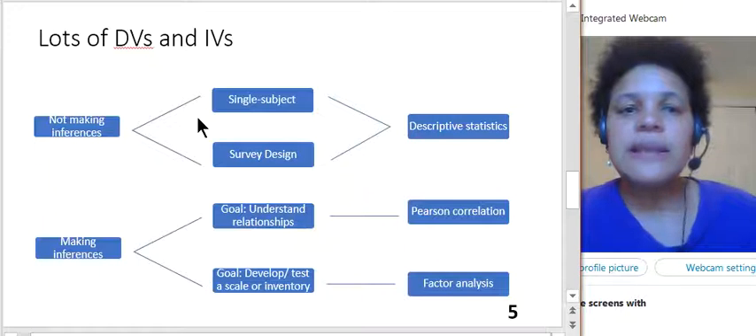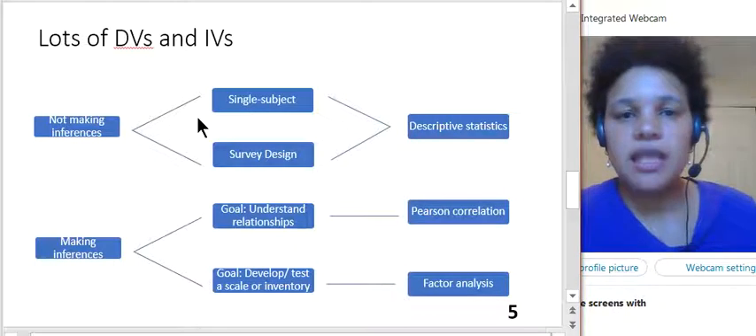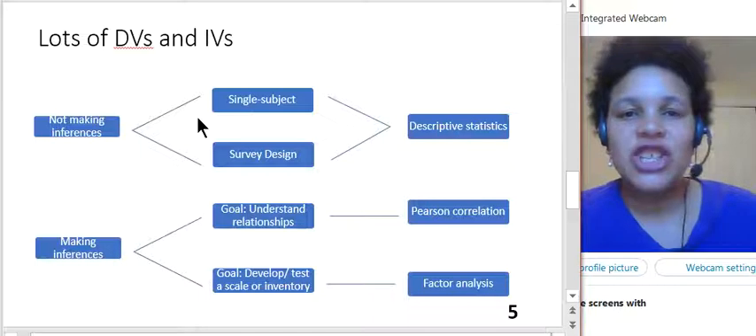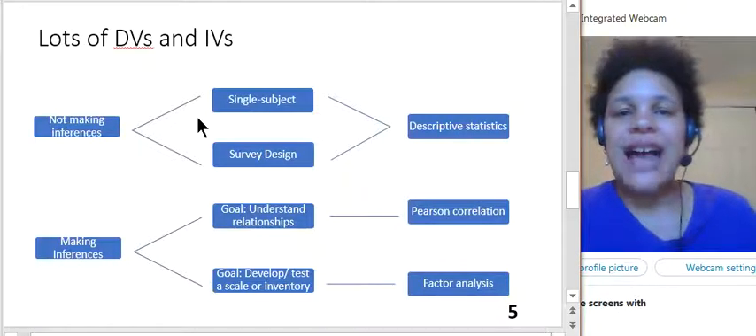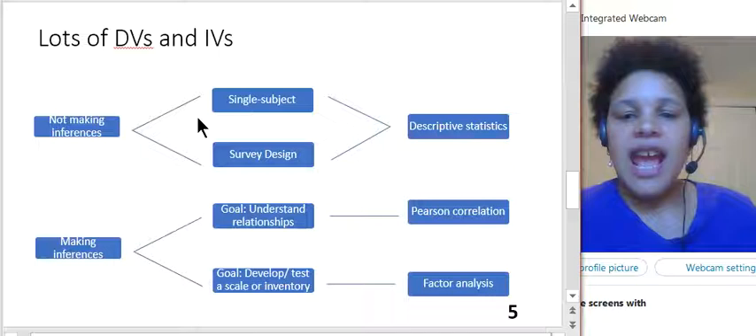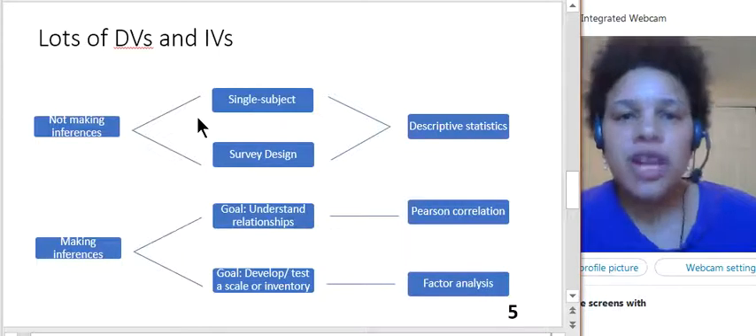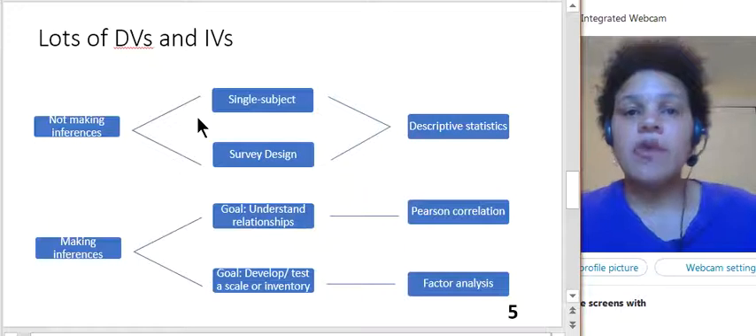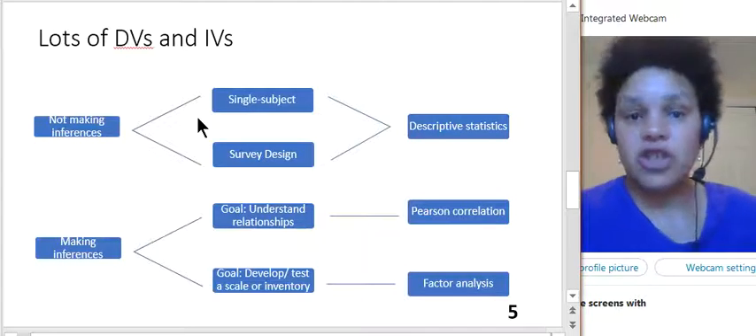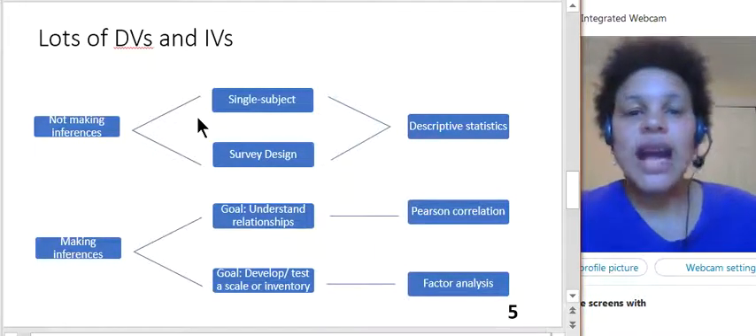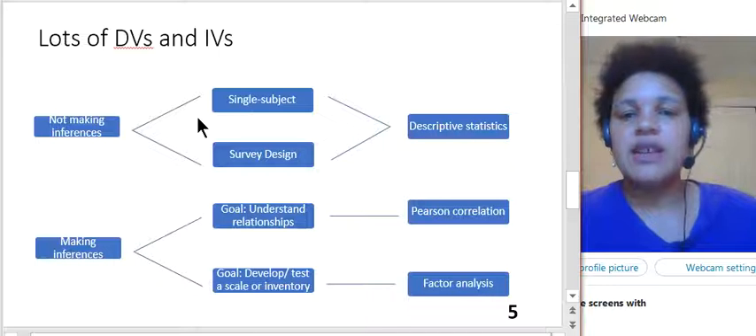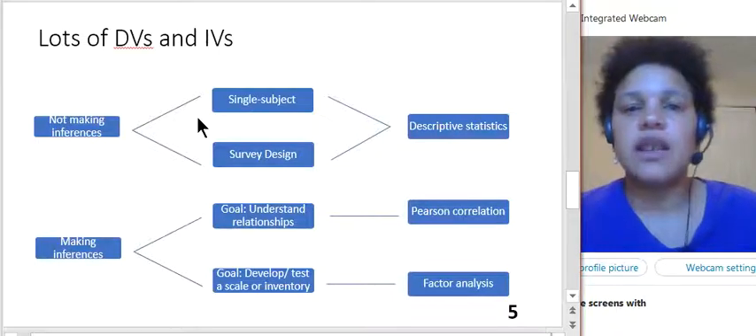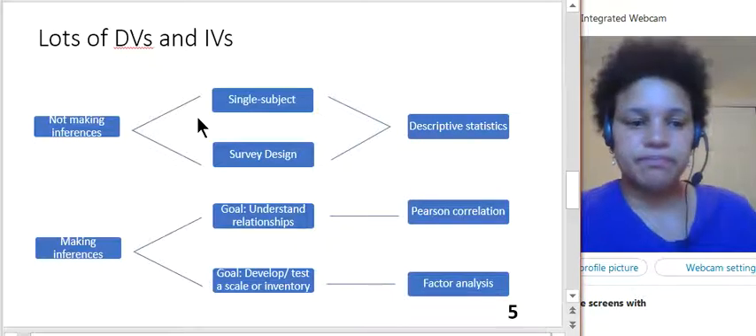Another time you're not necessarily making inferences is with survey design. So if you're looking at all the patients who attended a particular clinic over the past 5 years, and you want to describe their characteristics. Okay, how many of those patients were males? How many were females? How many were seniors? You want to describe their characteristics. Then you're just using descriptive statistics. You're not trying to infer anything to a larger population.